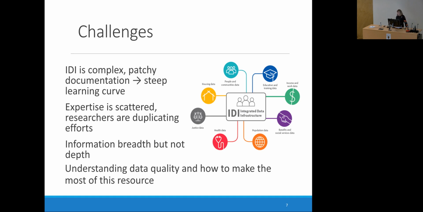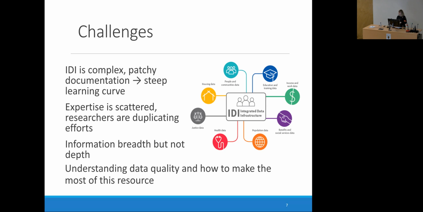Expertise in using the different data sets is scattered across different researchers in the university. So some people have expertise with different types of health data. There's a few people around who know about ACC or benefits. There's people like myself who know about migration and income, but they're in little pockets all over the place. And what ends up happening is researchers end up duplicating their efforts. So everybody wants to learn about tax data, and they're all learning themselves. There's no central place where they can go to learn about stuff, except for the resources I'm going to show you at the end.